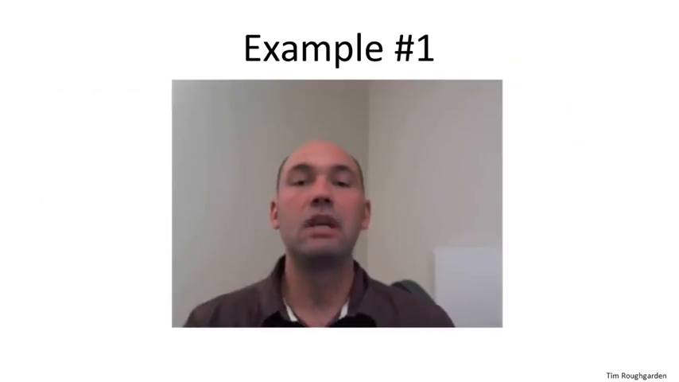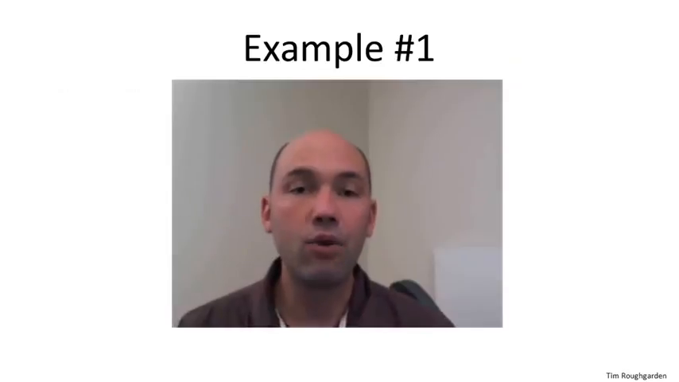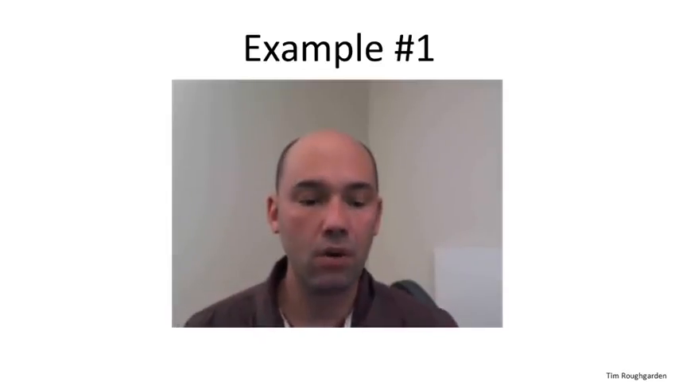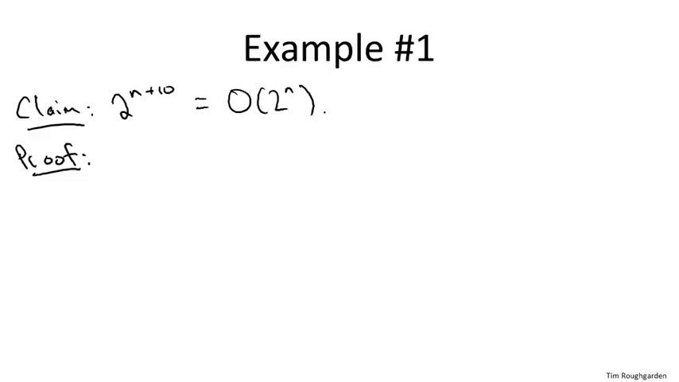So the point of this first example is to show how to formally prove that one function is big O of another. So the function that I want to work with is 2 raised to the n plus 10. Okay, so it's the 2 to the n function that you're all familiar with, but I'm going to shift it by 10. And the claim is that this function is big O of 2 to the n. So without the 10. So how would one prove such a claim?